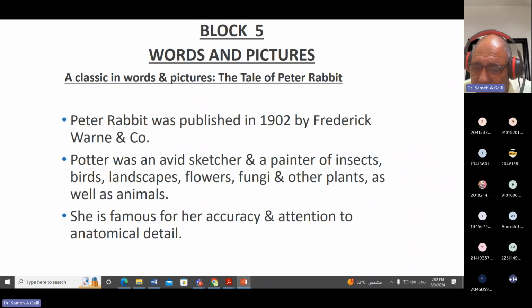So, how much do we know about her? We know that she was an avid sketcher. She used to sketch and draw a lot, and she used to also paint. And she had a special interest in painting insects, birds, landscapes, flowers, fungi, and other plants, and of course animals. What else do we know about her? She has a sense of accuracy, and she has a keen eye for detail, especially when it comes to anatomical detail. When you talk about anatomy, تشريح, the human body or the animal body, its different parts and its different complexities, these are things that she is keen on reproducing and capturing in her work.